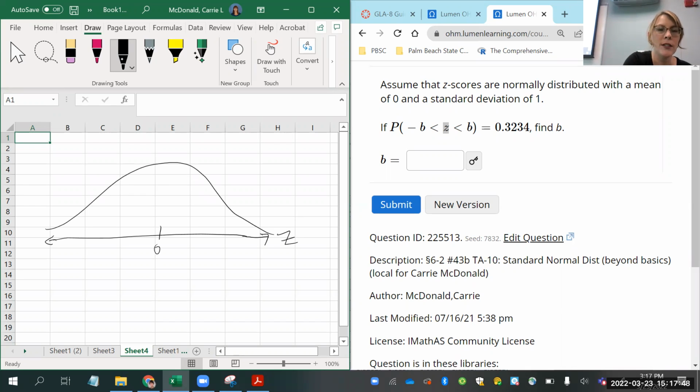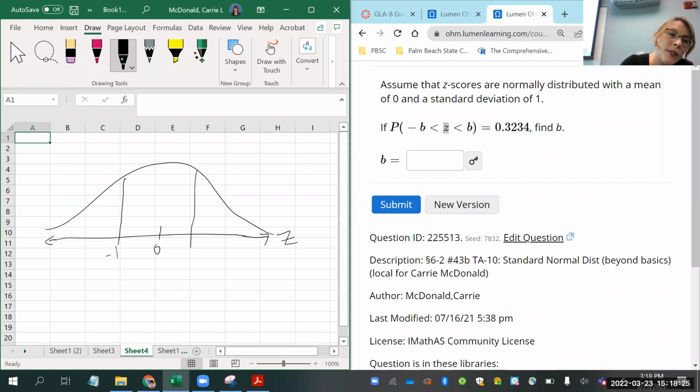So here we have our z-score. We know it's z-scores because it says so, and also because the mean is 0 and the standard deviation is 1. And then they've told us the area between two given values, negative b and positive b, unknown where they are, so I'm just throwing them on there somewhere. I could maybe make them closer together because 0.32 is a little more than 30%.